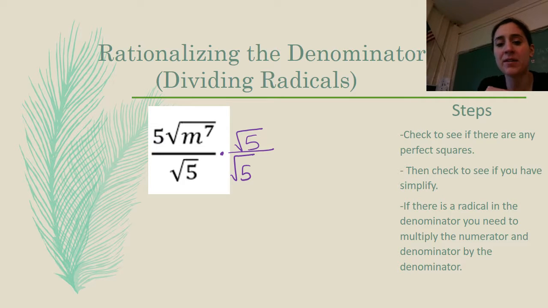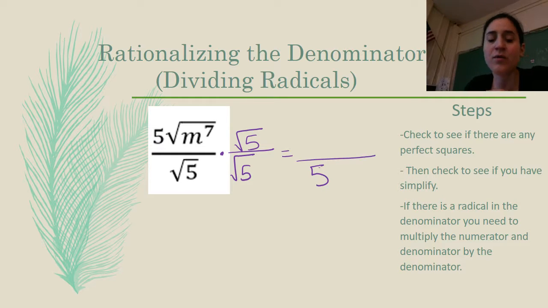Radical 5 times radical 5 is technically the square root of 25. The square root of 25 is just 5. Over, well, now I need to do 5 radical m to the 7th times radical 5. Well, technically there's an invisible 1 here. So what's 5 times 1? Well, that's 5. And what's radical m to the 7th times radical 5? Well, that's radical 5m to the 7th.